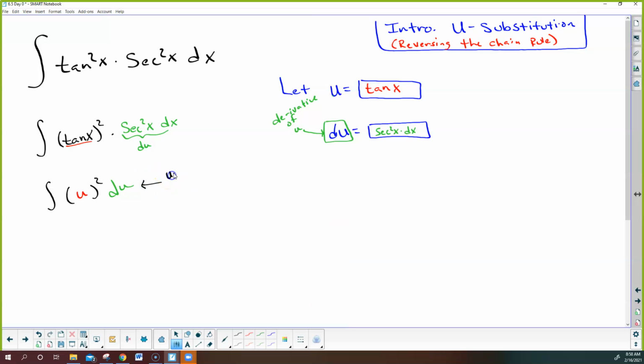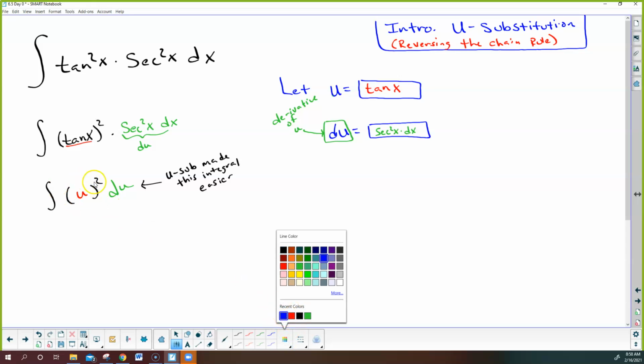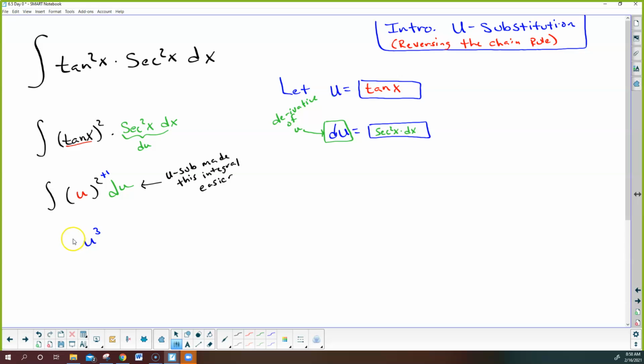U substitution made this integral easier. And that's the goal, right? Because now I can take the antiderivative of this pretty quickly, right? We're going to undo the power rule. So I'll have U to the third power. But if I put a 3 up top, I have to put a 3 out in front, or 1/3 out in front, plus C.